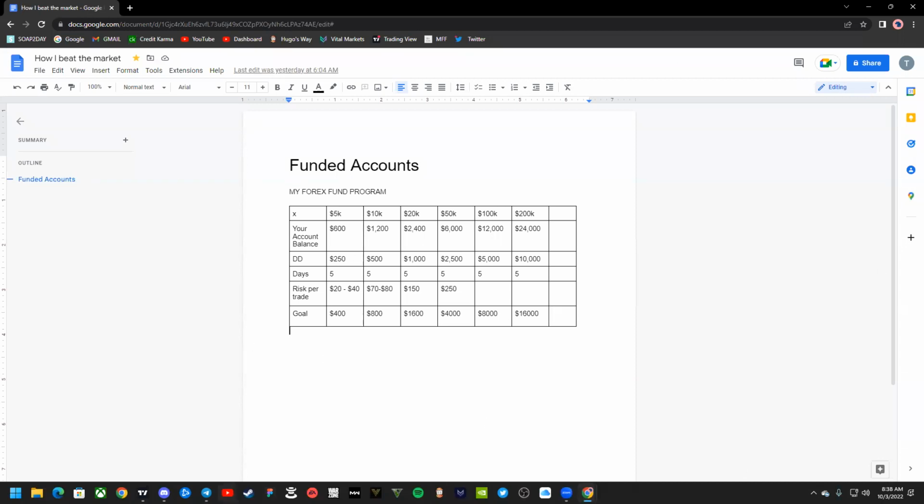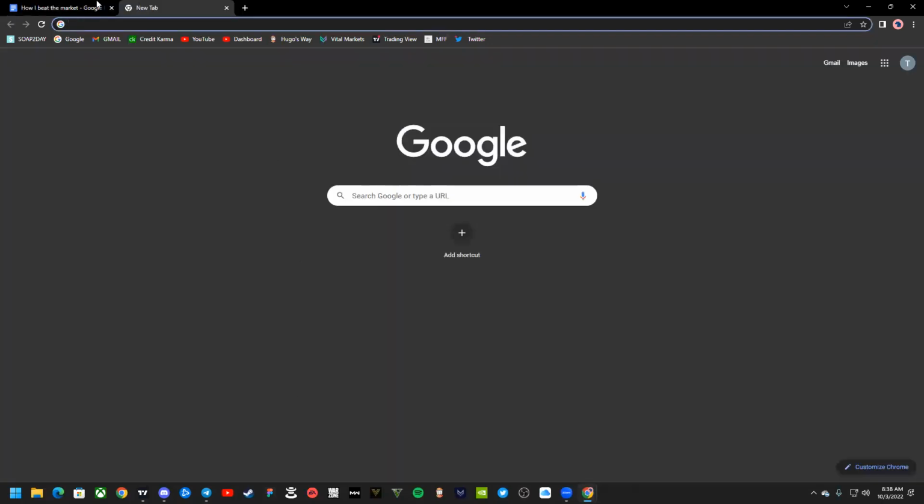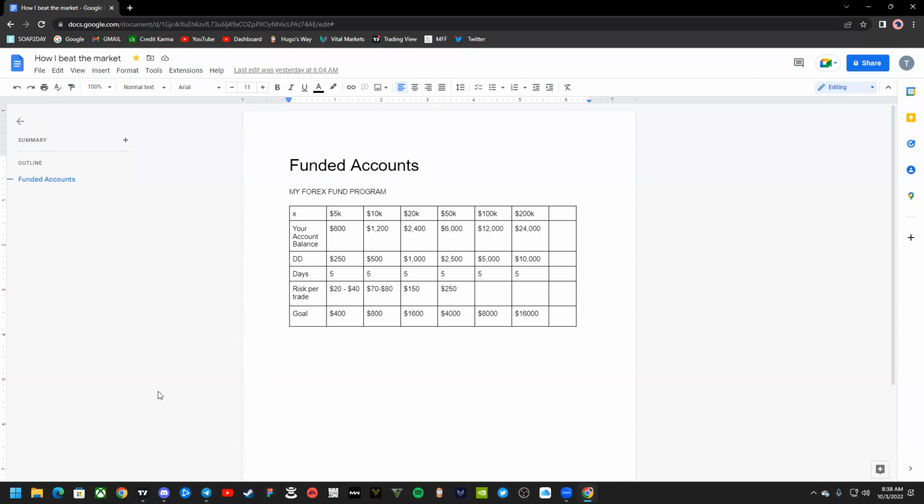So let me explain what this chart is. You get a 5K account on MyForexFunds. I use the daily drawdown for my account balance, wait, no, this is the overall drawdown, my apologies, which is 600, 1200, 2400, 60, 100, and so forth.